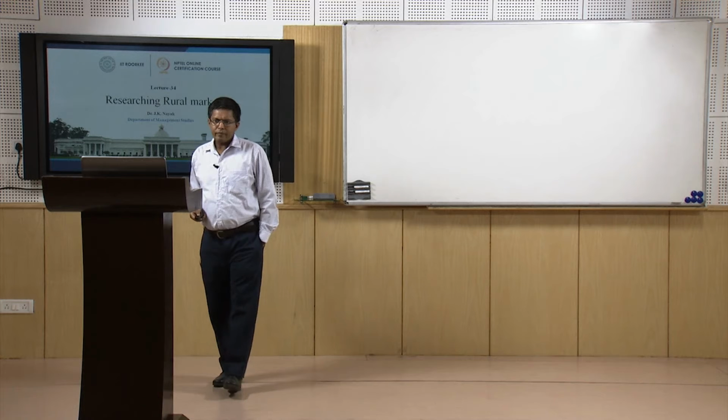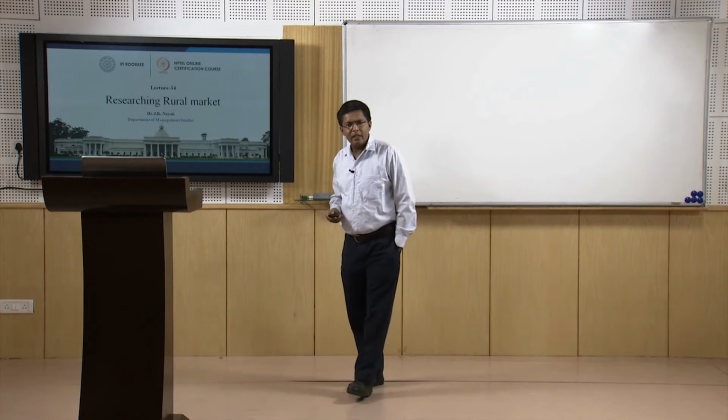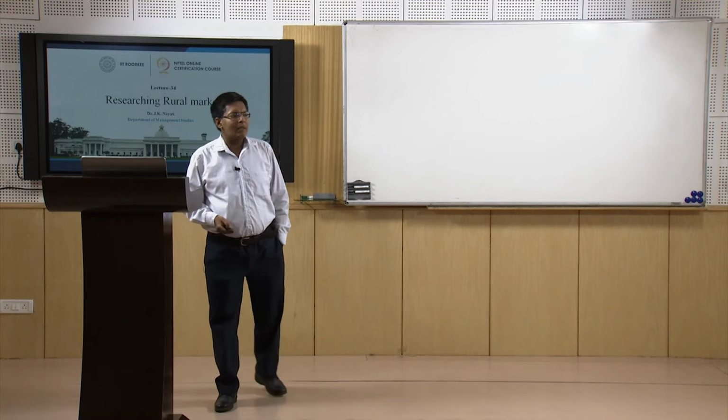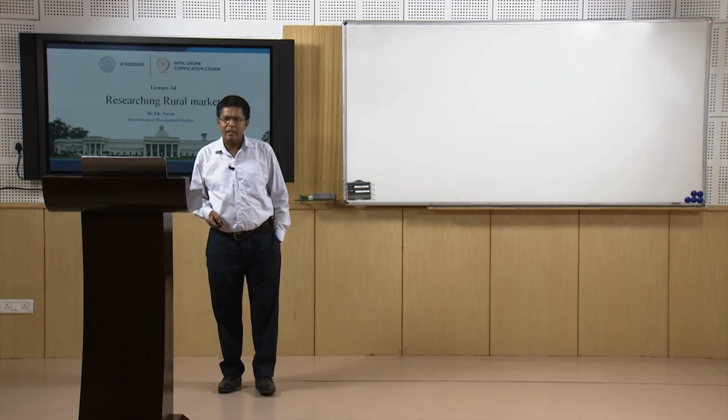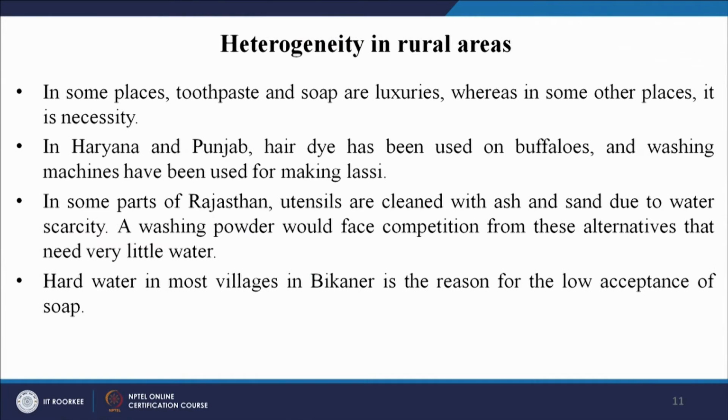Now you see, the rural market is more heterogeneous in nature. Why? Because the disparity of wealth is quite high. Sometimes you find people very poor, and sometimes there are rich landlords. So in some places toothpaste and soap are luxuries, while in other places they are a necessity. Let's look at some examples.